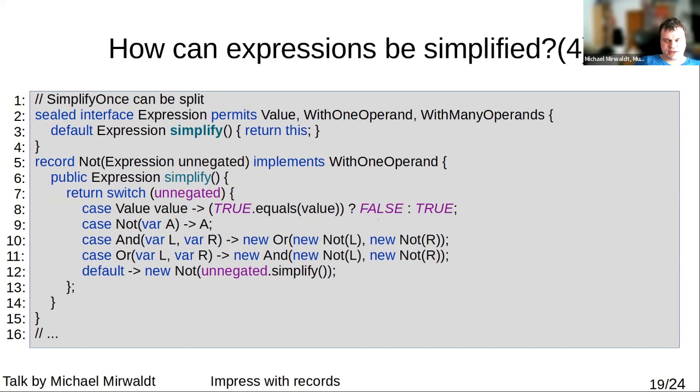And here, for example, for not, you see you can only invert the constant, or you can get rid of double negation. But apart from that, and also you see here, when you have ANDs and ORs, you have to consider De Morgan's law, where it inverts the operation and the operands get negated, like here. And otherwise, as you see in line 12, you just delegate it to the sub-expressions if you can't optimize or simplify something.